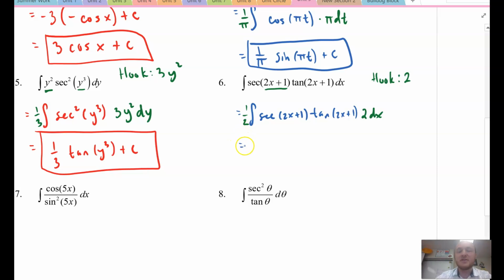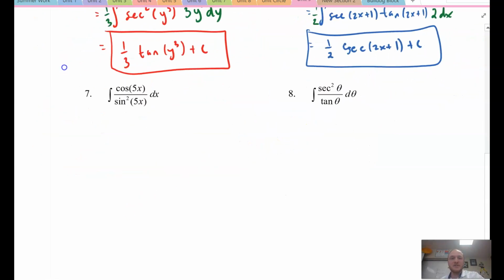And the antiderivative of secant tangent is secant, right? So what's the derivative of secant? Secant tangent. Okay, so therefore the antiderivative of secant tangent is just secant. Secant of 2x plus 1 plus c. And there you have it.